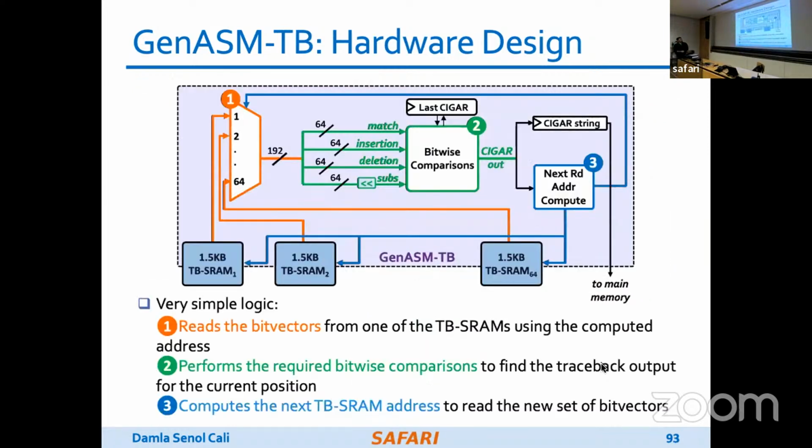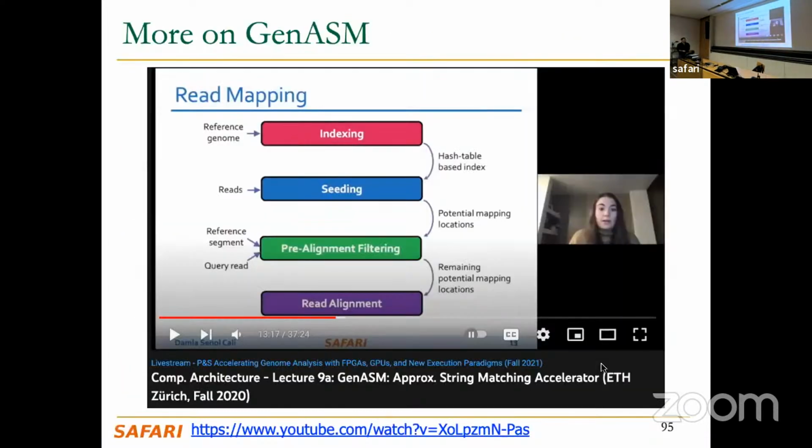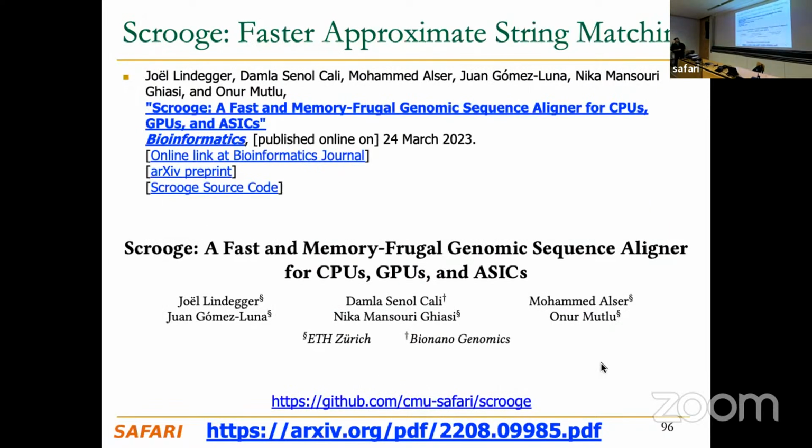We also do traceback. Traceback is not originally included in BitAP. This is one of the contributions in Genome as well. We look at what we generated previously in the distance calculation step, and then identify the actual operations, the insertions, deletions, and so on, so that you can identify the mutations eventually. So if you're interested in learning more about Genome, you can take a look at these.